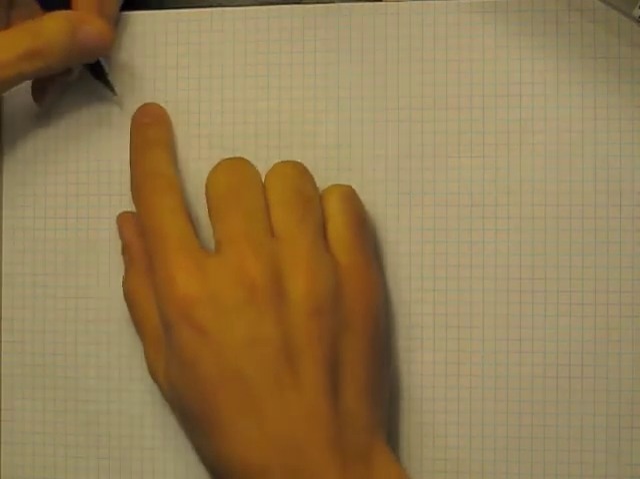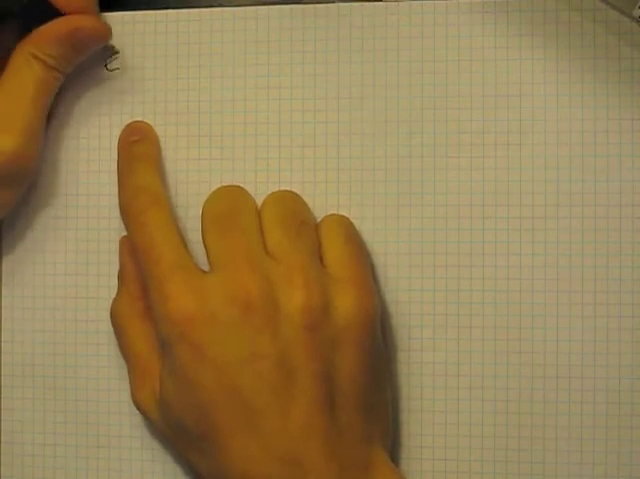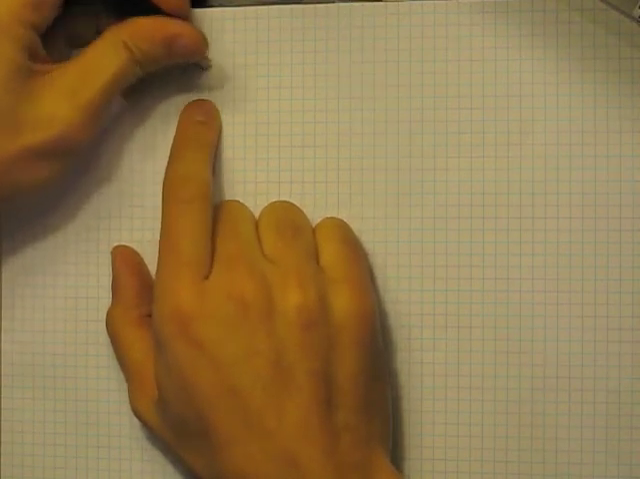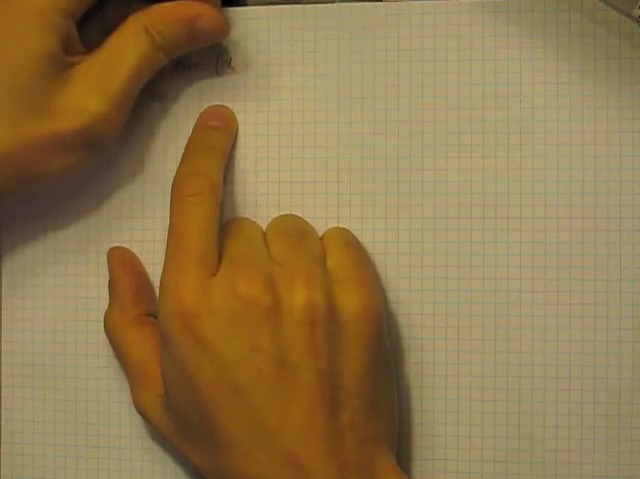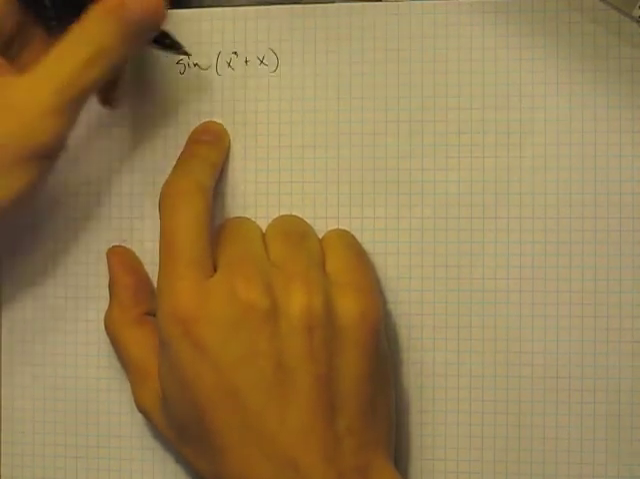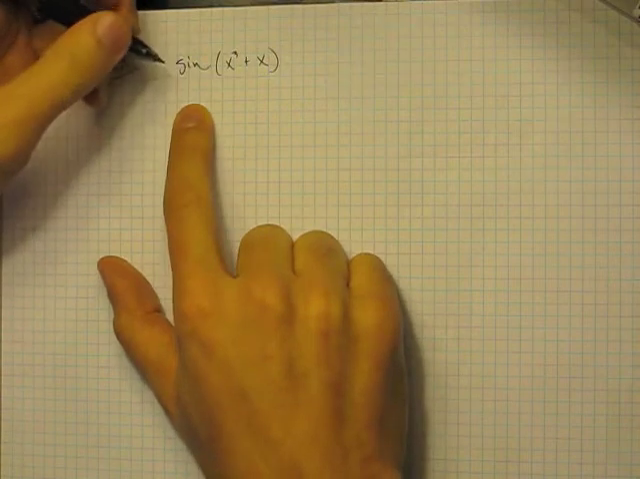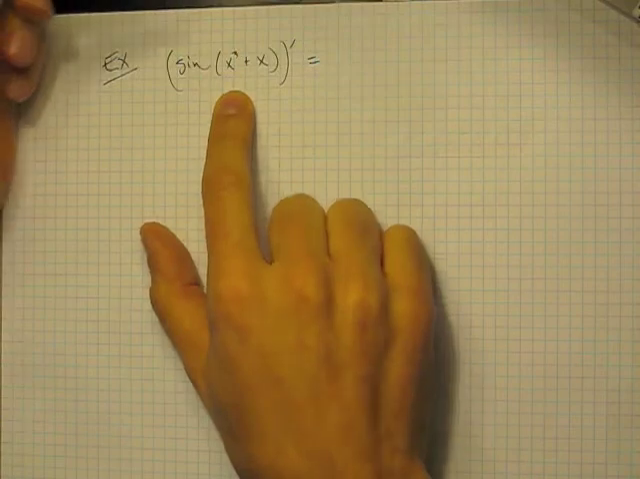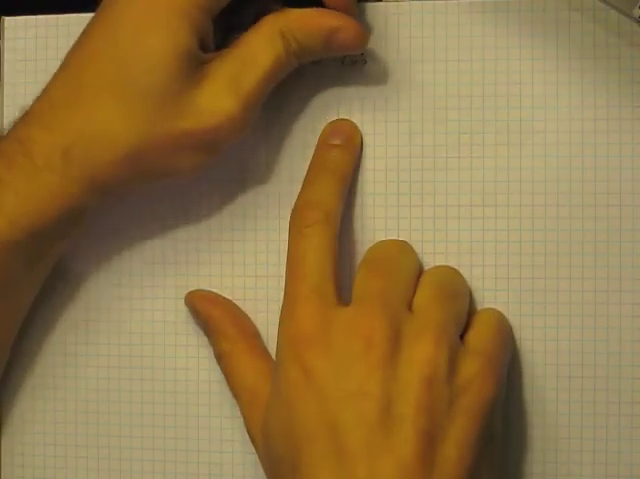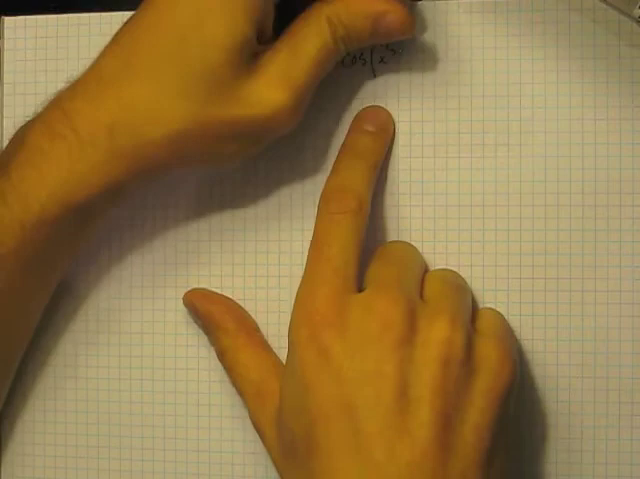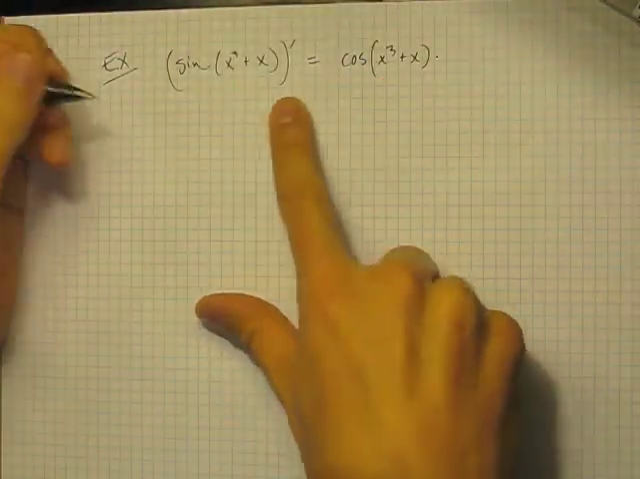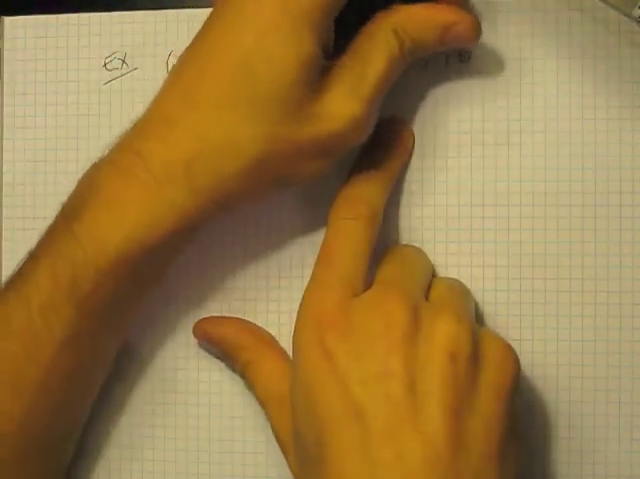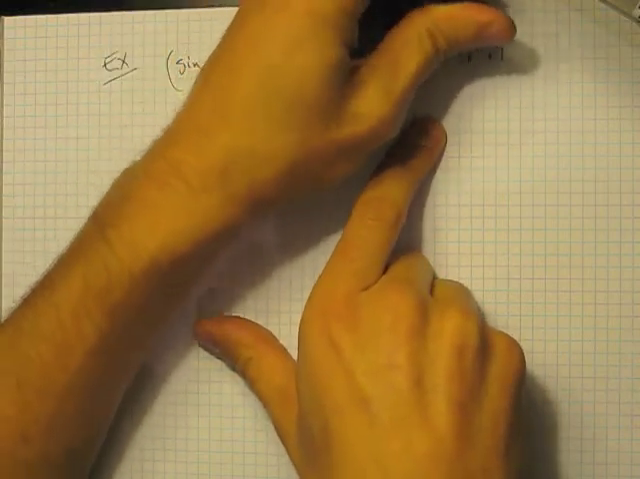I want to try to get this in the shortest amount of time possible. So let's just do one more very quickly. Example. So sine of (x cubed plus x). So this is our function. So its derivative is, we want to take the derivative of the outside function. We know that that's cosine. Leave the inside alone. And then we want to multiply by the derivative of the inside function, so that is 3x squared plus 1.